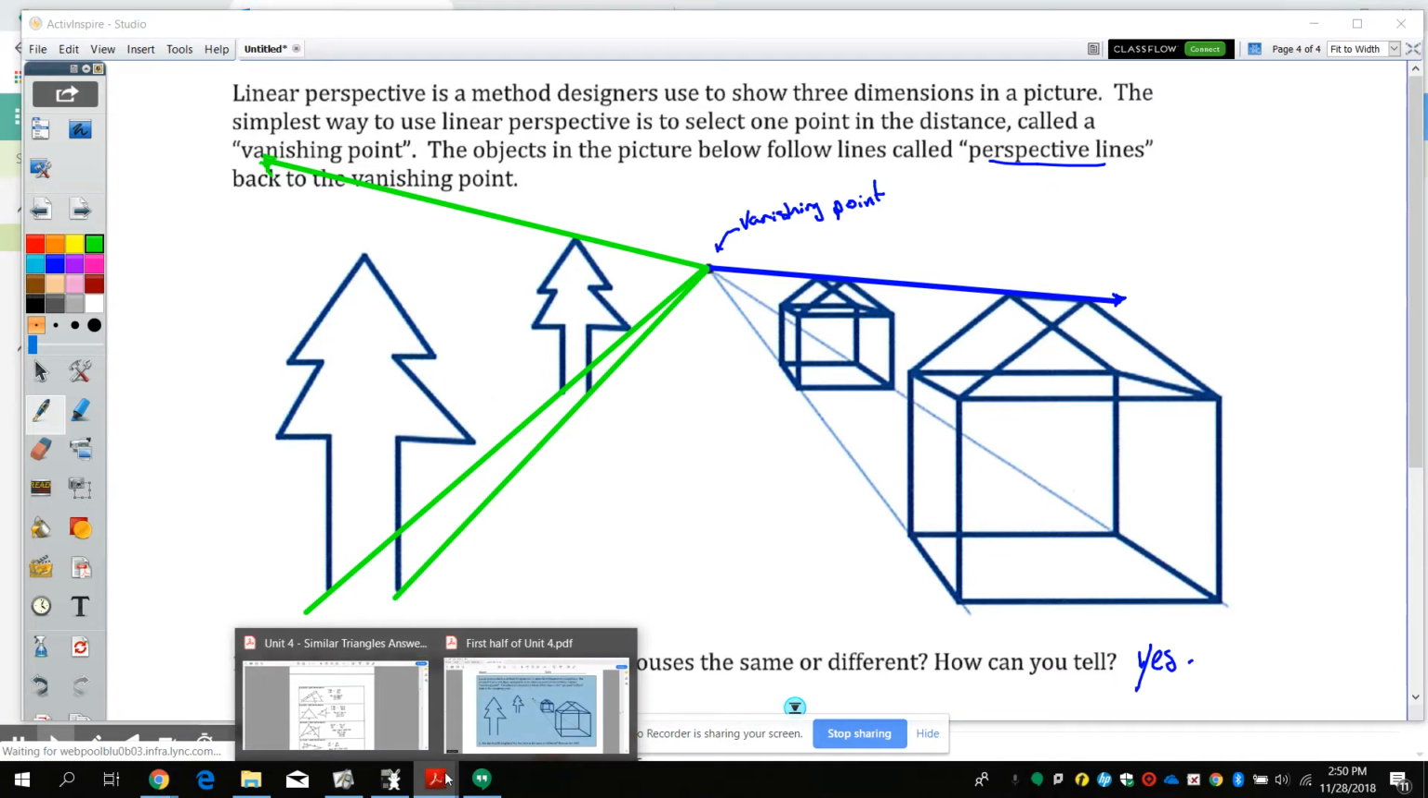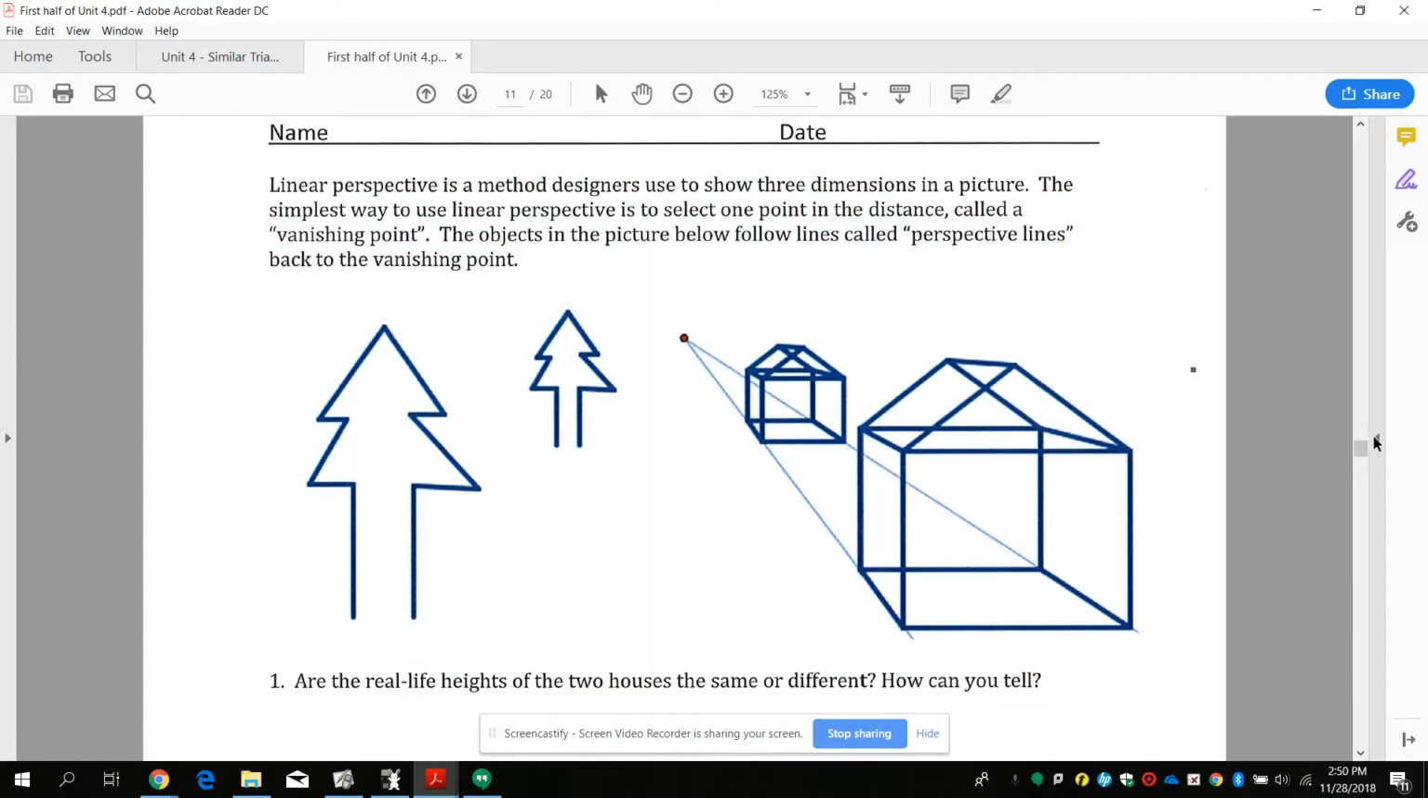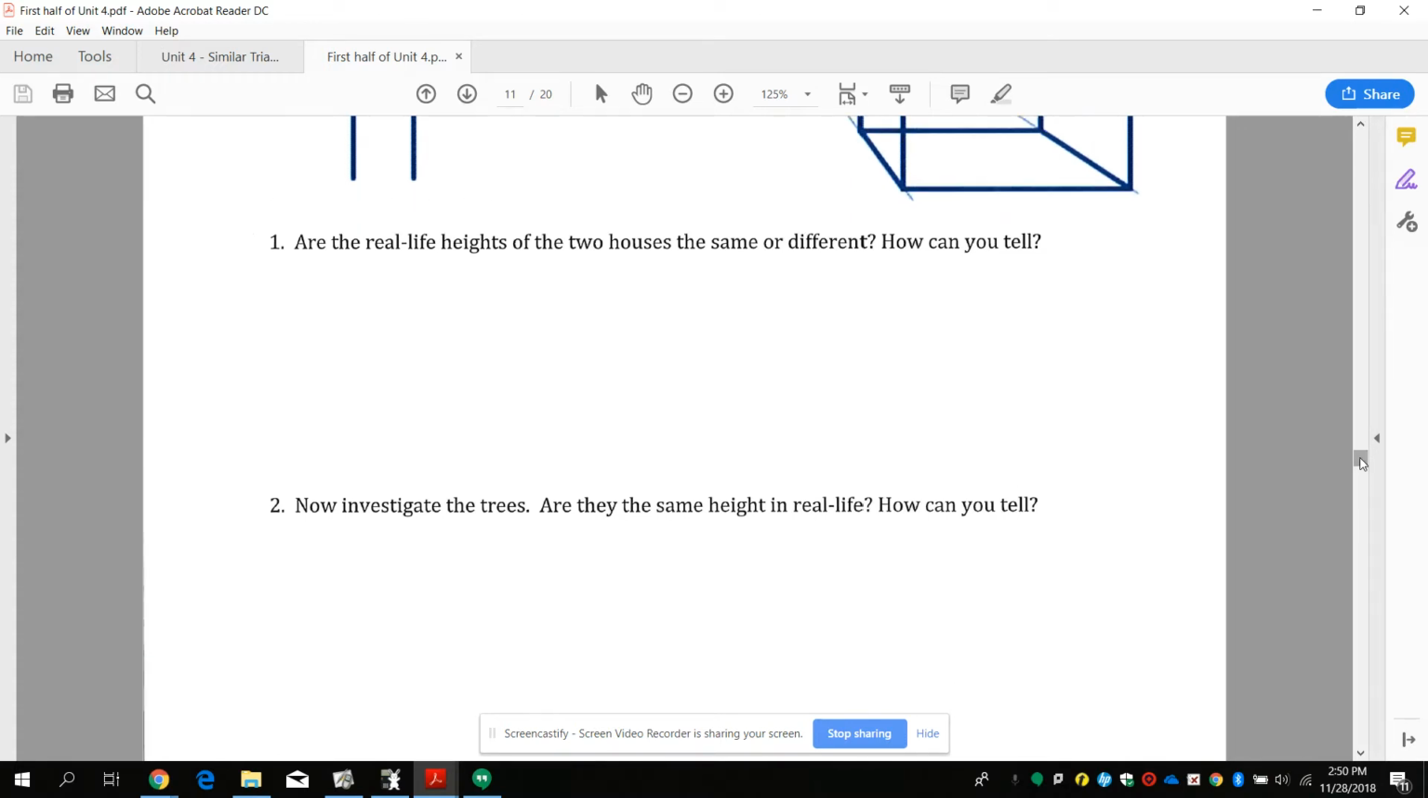Let me pull up that assignment real quick, and then we can scroll down there. Let's see what it says. Now investigate the trees. Are they the same height in real life? The answer would be no, right? They're not the same height in real life.